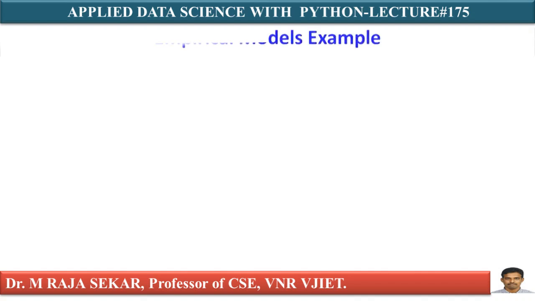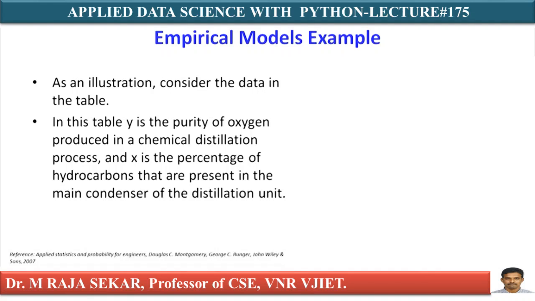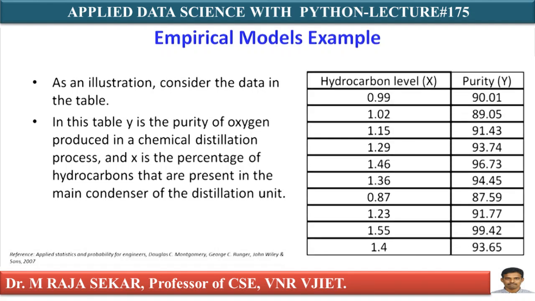Table is given. There is an x variable called hydrocarbon level, and y variable is called purity. As an illustration, consider the data in the table. In this table, Y is the purity of oxygen produced in a chemical distillation process, and X is the percentage of hydrocarbon that are present in the main condenser of the distillation unit. Now we are going to see what is the influence of X on purity of oxygen. Means influence of hydrocarbon level on purity of oxygen.